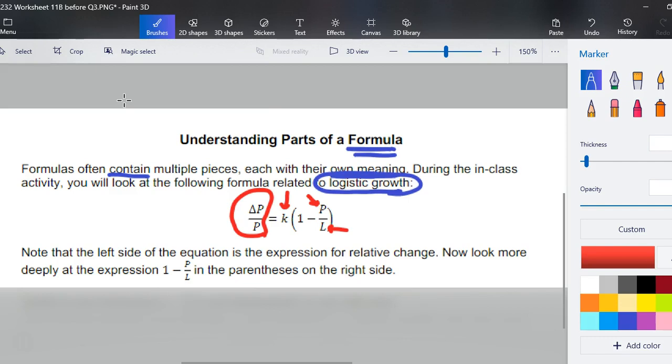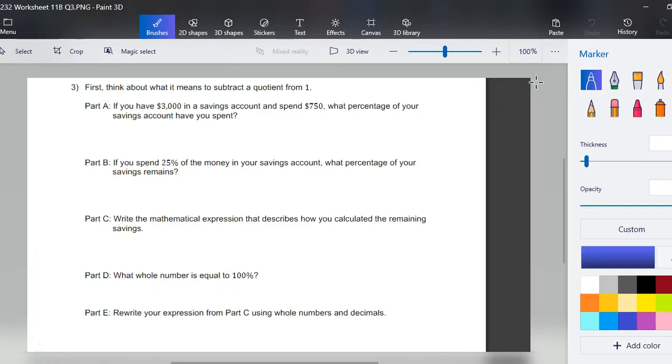So just note that the left side of the equation is the expression for relative change. We noted it. We saw that that is what we were just working with. And now let's look a bit more deeply at that part inside the parentheses, the 1 minus P over L. So just a reminder, we're going to be playing around with what are some things that we can relate to the parentheses part of the formula we just looked at. So let's talk about this.